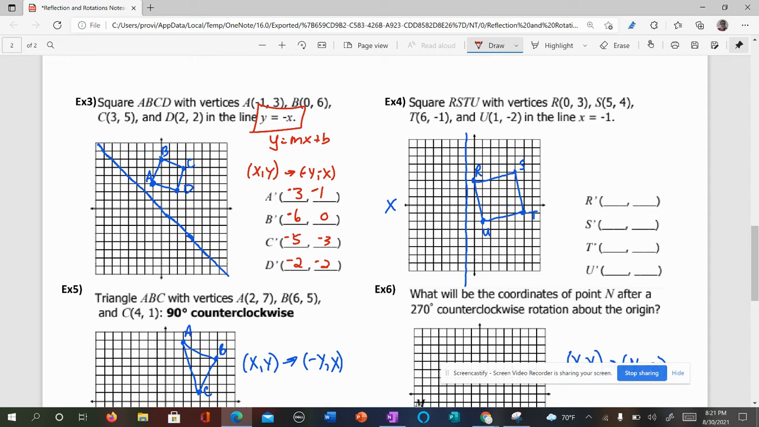Let's plot this and see if it worked out. So 1, 2, 3, down 1. So A prime. 1, 2, 3, 4, 5, 6 is B prime. So that would be negative 5. 1, 2, 3. And then 1, 2, 1, 2. Okay, so by looking at this, it looks like something's wrong.